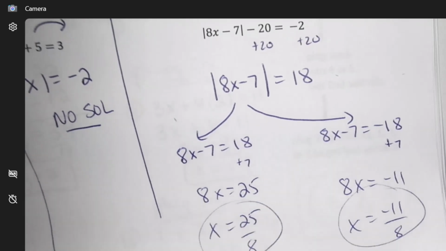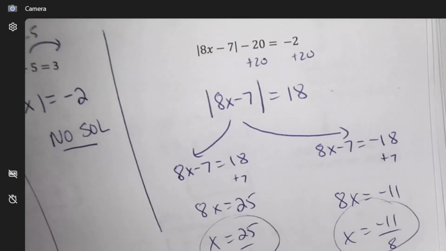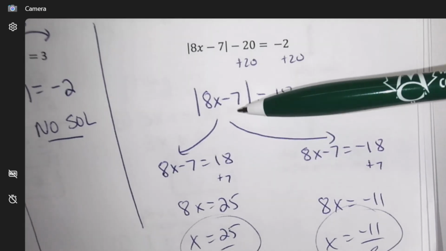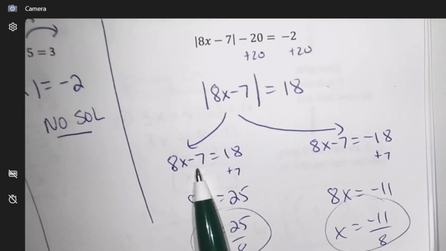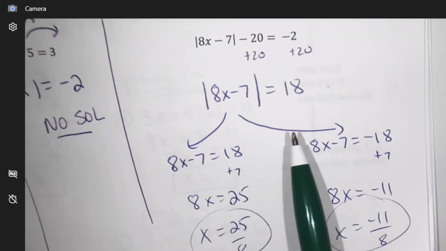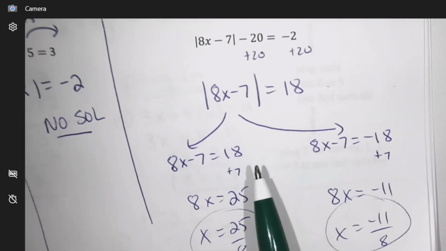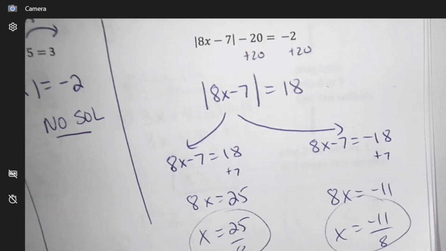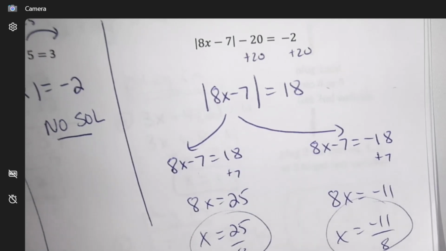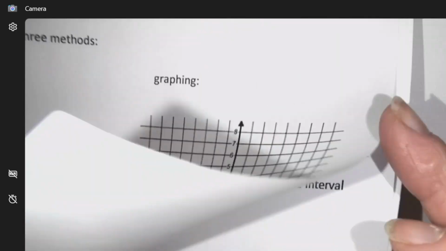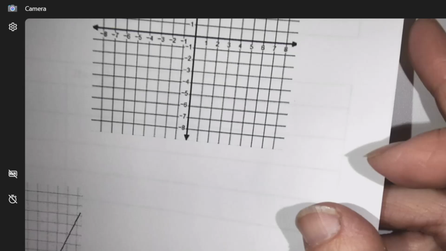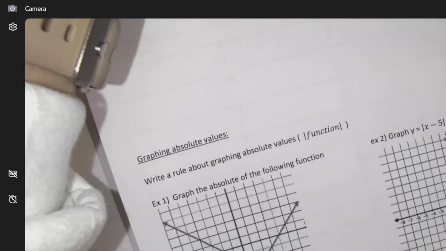When do you drop it? When I'm saying, like here, I'm splitting and I'm saying the inside could have been 18 or the inside could have been a negative 18. So when I'm saying the inside stuff could be this or that. Okay, I need you to do a bunch of flips, almost to the end of this.